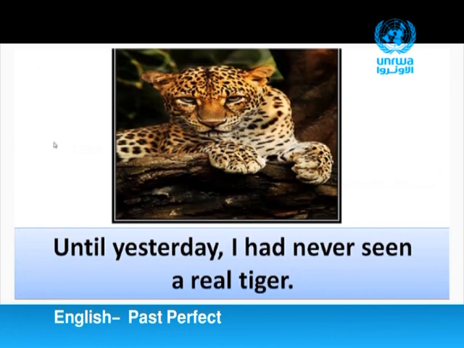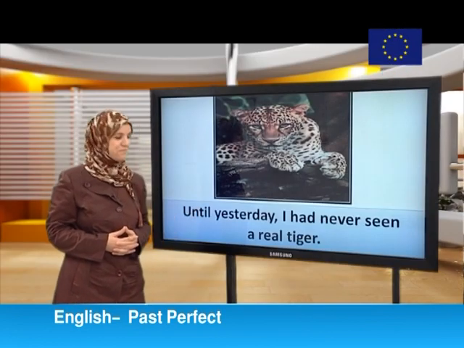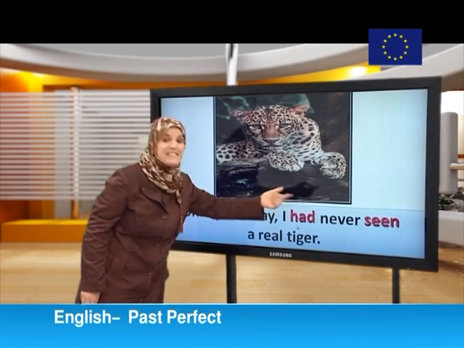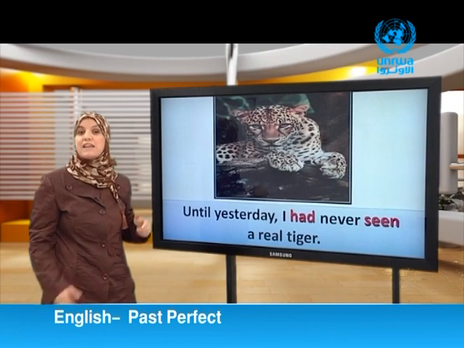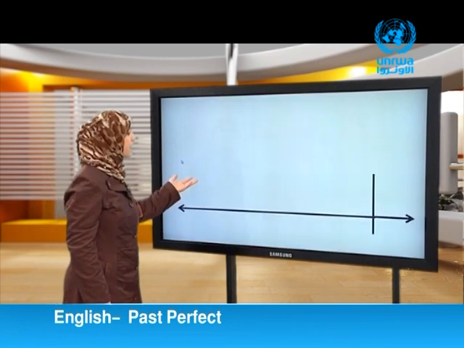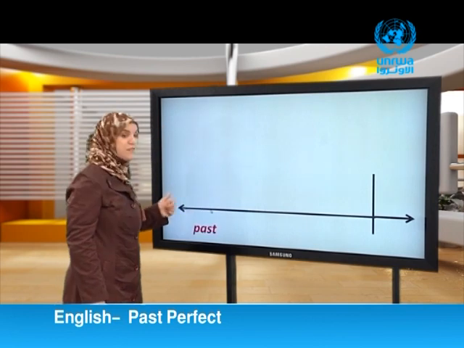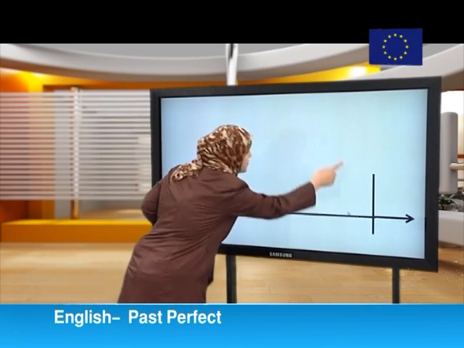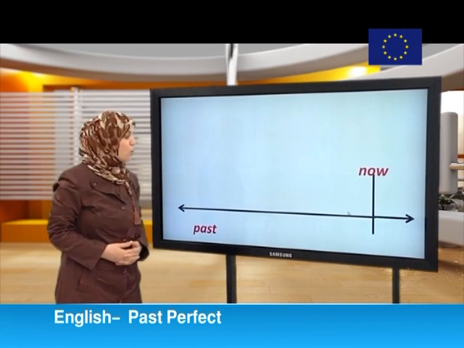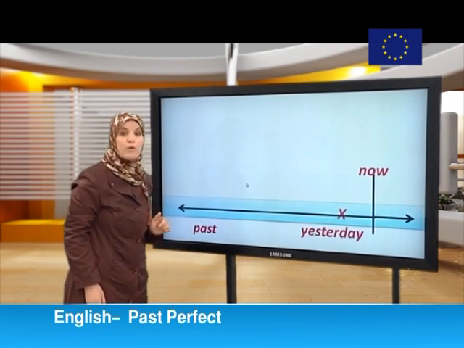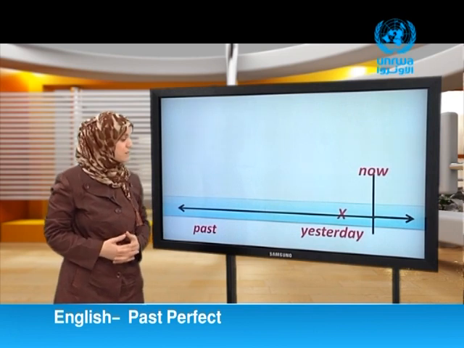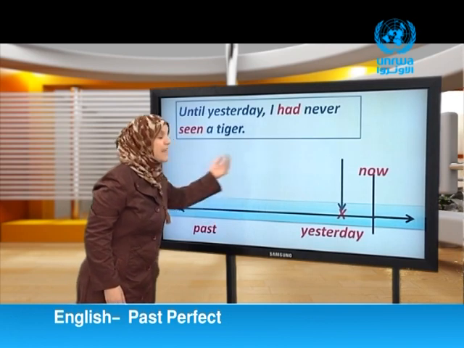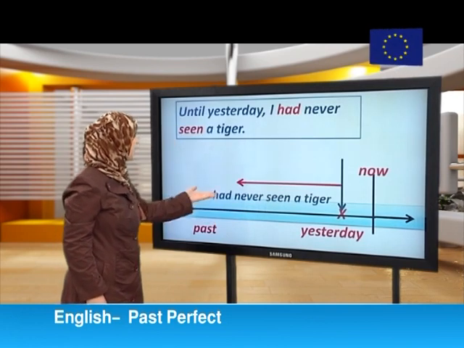Until yesterday, I had never seen a real tiger. Where's the verb in this sentence? The verb is had seen. This verb is in the past perfect tense. Let's look at the sentence more carefully. Look at the timeline. This line shows the past, and this point shows the present or now. When we say yesterday, we are talking about a certain time in the past. Now, before yesterday, I had never seen a tiger.